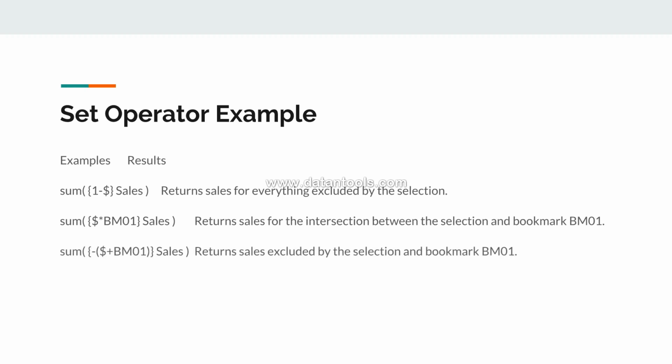Then you have the exclusion operator, which is minus. It returns the sales excluded by selection and bookmark 01. So everything that you select as well as the bookmark, it will exclude those sales.